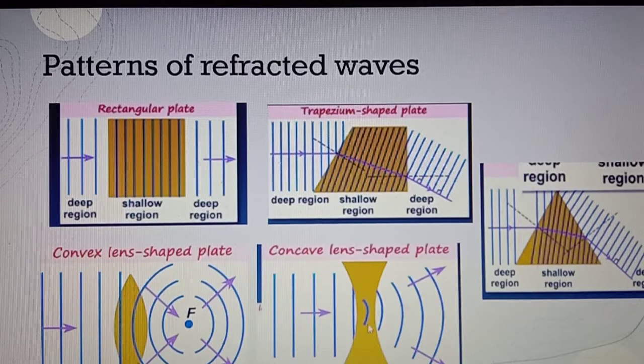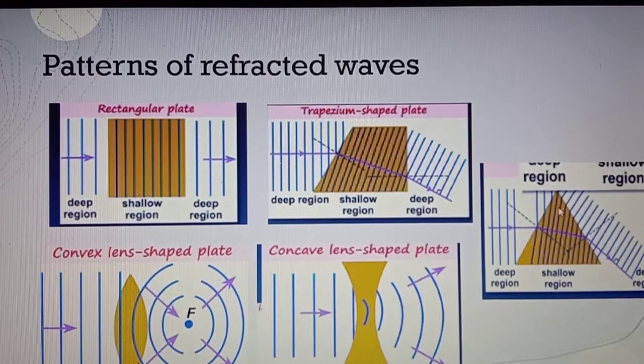Okay, and this one is for the concave shape. What happens to the wave when it passes through? It will diverge. So this one also produces a curved shape of the refracted wave. And this one is the triangle.